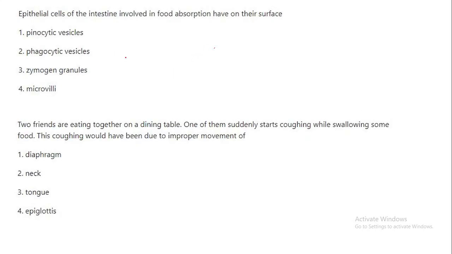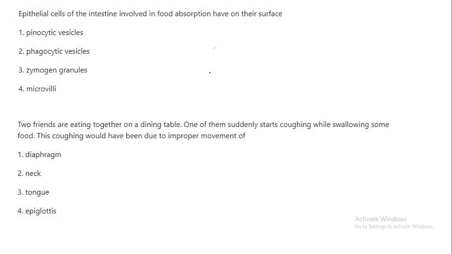The first question says that the epithelial cells of the intestine involved in food absorption have on their surface. Always first carefully read the question. Do not be tensed as to what the answer is going to be. Forget everything and only focus on the question. This is a general exam tendency: you first look at the options, sometimes you get confused about what the options are, then you read the question. Different individuals have different anxieties of looking at the question paper.